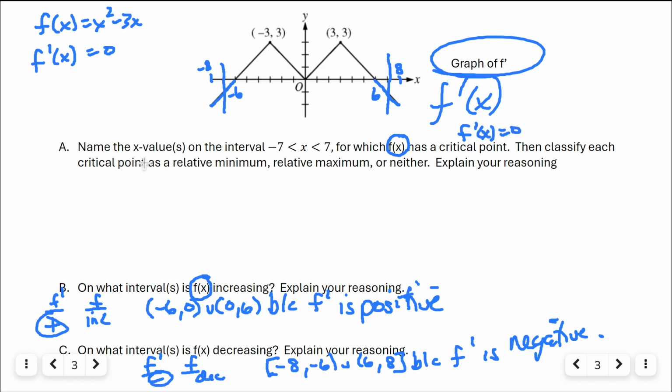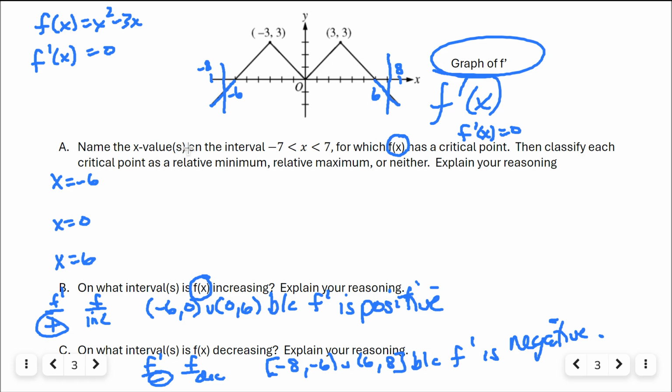So the critical numbers are where f prime of x is equal to 0. Okay, they only want me to name the x values. So the x values where f prime of x is equal to 0 are x equals -6, x equals 0, and x equals 6. Those are the three values. So now I want you to classify each critical number as a relative min, a relative max, or neither.